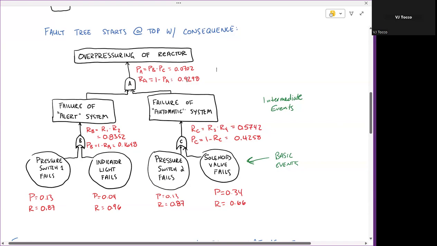Now, I can improve this if that's deemed to be unacceptable by adding another component, hopefully in parallel so that it's an AND gate. But you can also think about substituting instrumentation using more reliable components that have a reliability higher than 66%. Those are both ways that you could improve upon this.